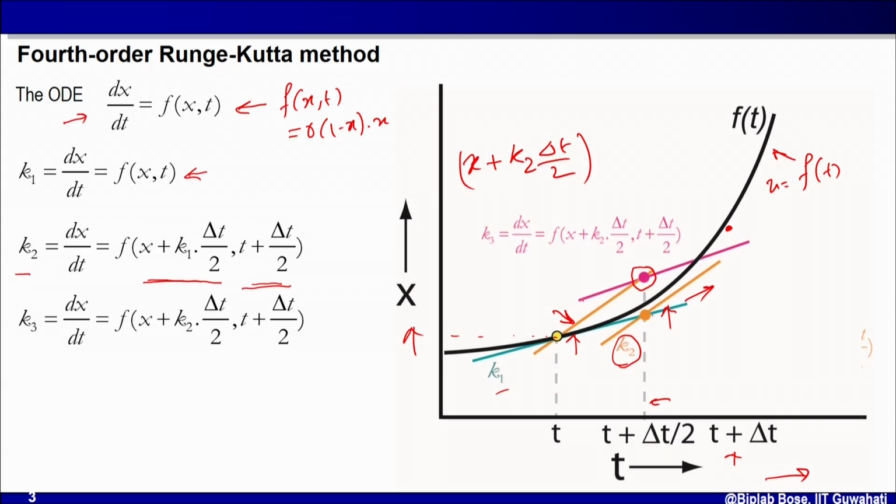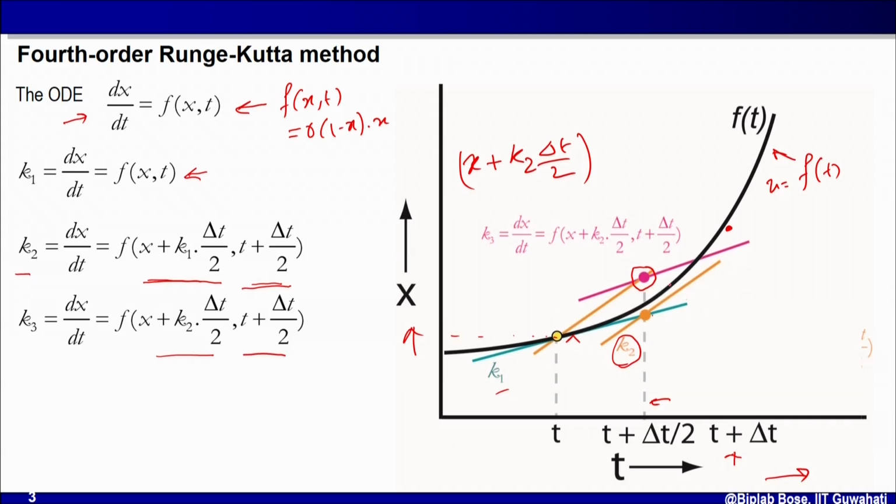So now if I draw a line having a slope dx/dt, the slope of that line will be k3 equal to dx/dt equal to f of x plus k2 delta t by 2, that is the value of x at that position, and the value of time at that pink position, that is t plus delta t by 2. So in this way, I have got the slope of this pink line, which is k3. So now let us clean a bit and see what I will do next.